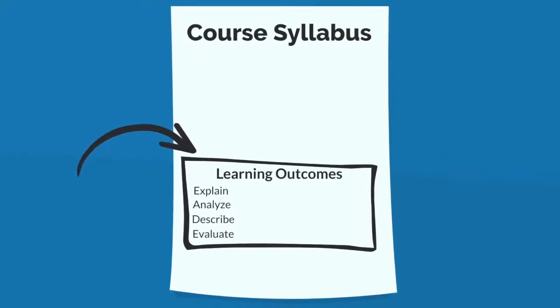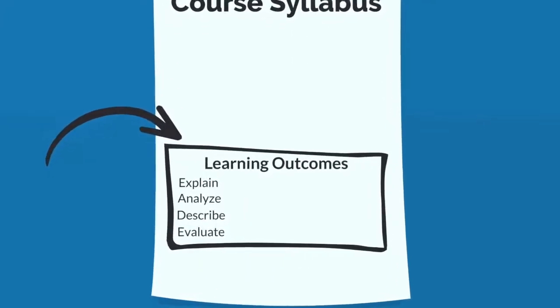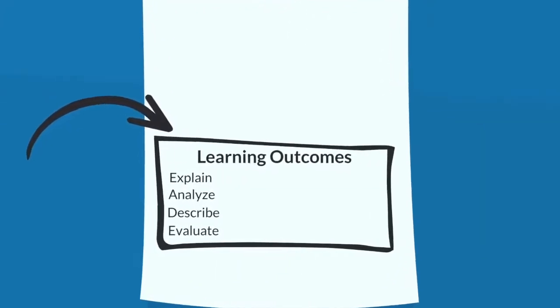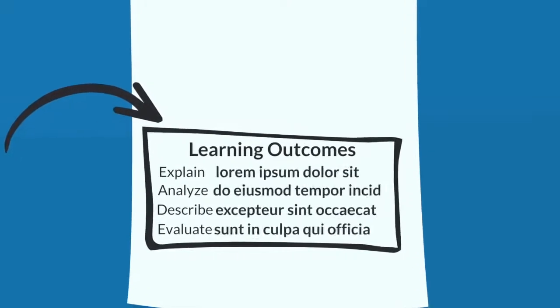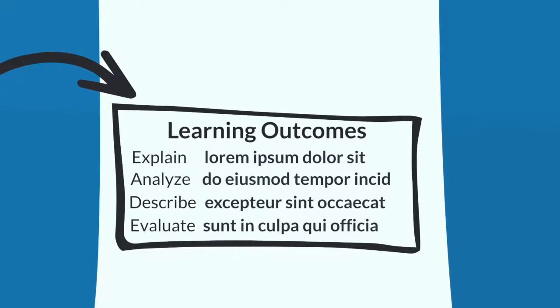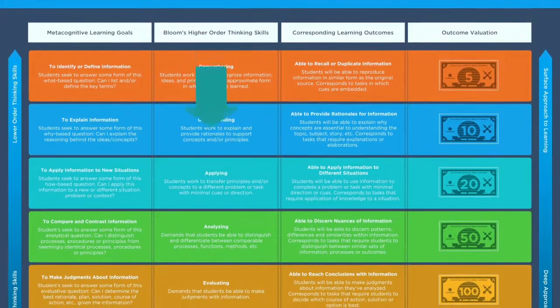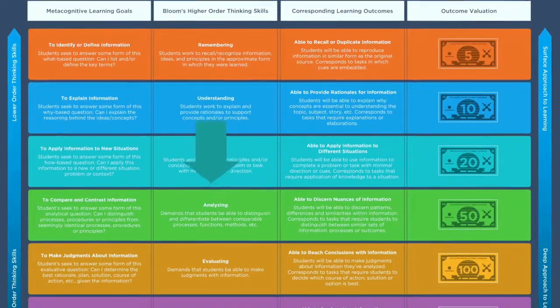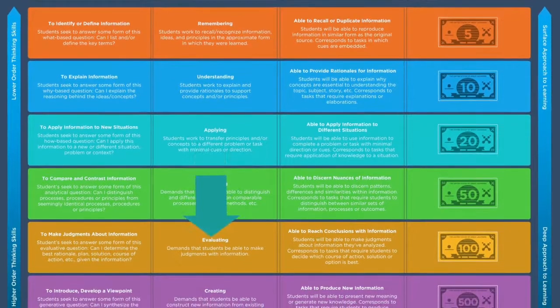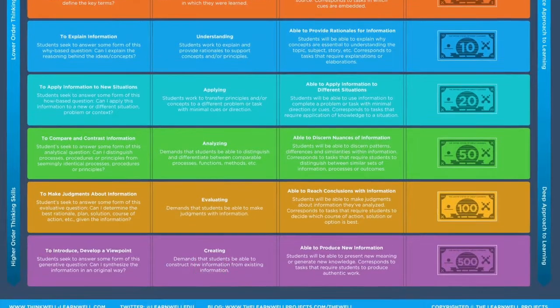Learning outcomes typically include an action verb such as explain, analyze, describe, or evaluate that is paired with course content. These action verbs provide critical clues about the modes of thinking that are needed to produce the outcomes. The first step is to use the second column of the Think Well, Learn Well diagram, the thinking skills column, to match the level of thinking expressed in the learning outcome.